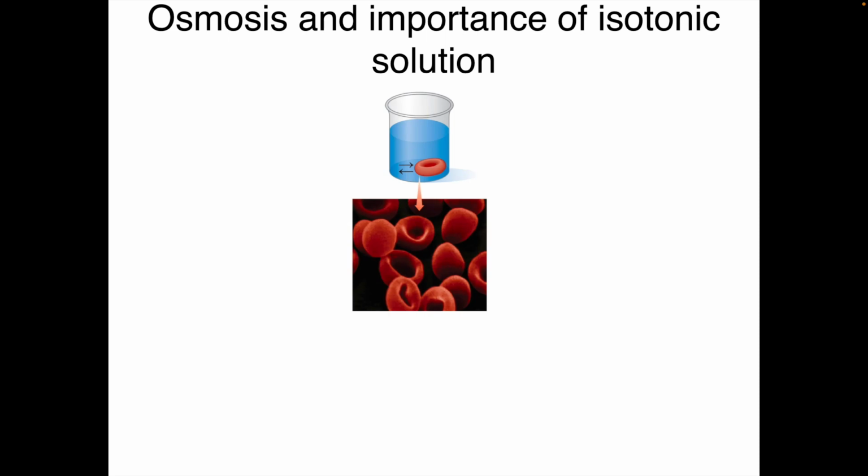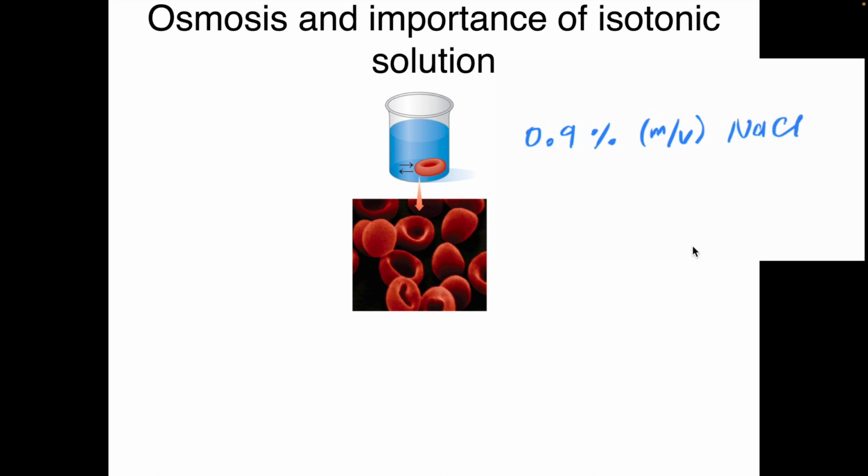Okay, now let's apply that concept in our biology. Remember, our cell membranes are basically biological semi-permeable membranes. Osmosis, therefore, is an ongoing natural process that's always occurring. For example, here we have a blood cell. If we put this blood cell in a 0.9% mass over volume sodium chloride solution, it will have the same osmotic pressure as our blood cell.